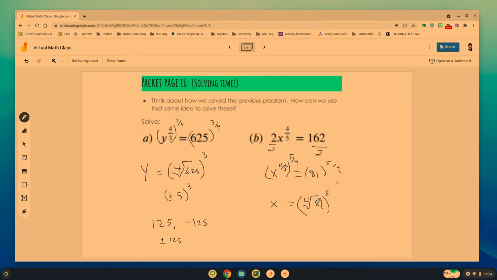4th root of 81 should be 3. And 3 to the power of 5. 3 times 3 times 3 is 27. Times 3 is 81. Times 3 is 243. 243. And so, again, using the reciprocal and then remembering what did this mean for us to do? 81 to the 5/4. All right, so here we go.